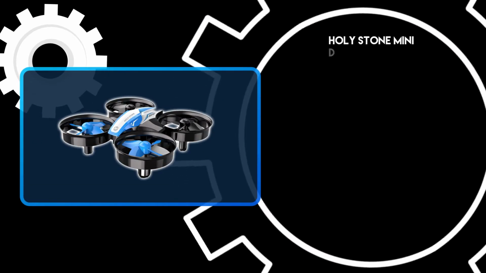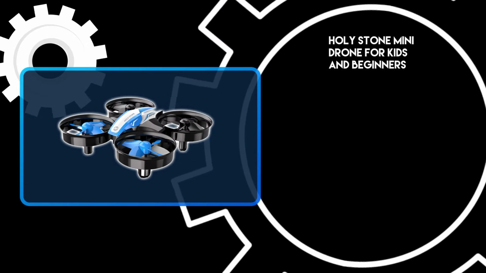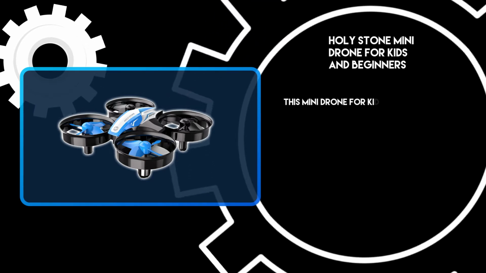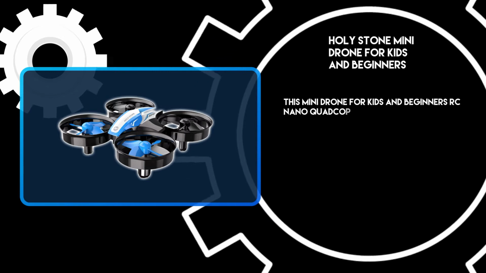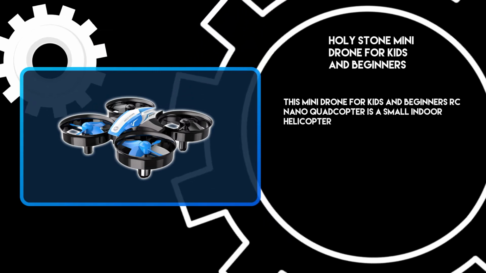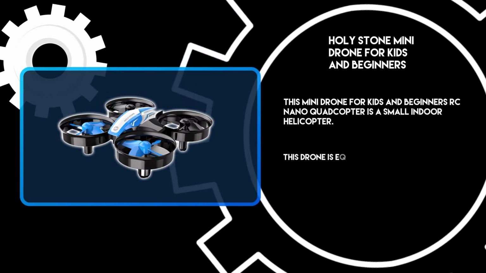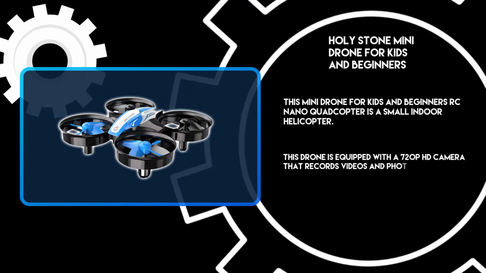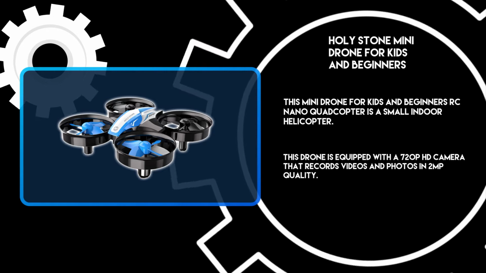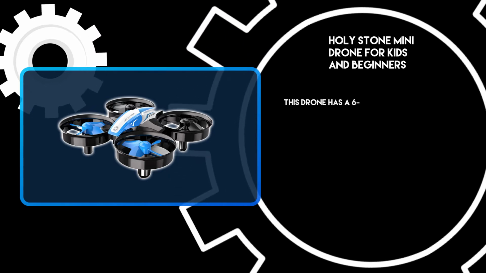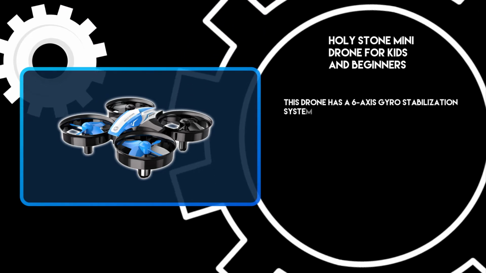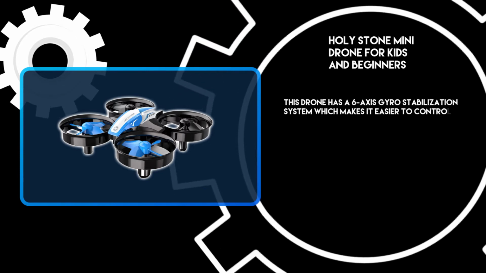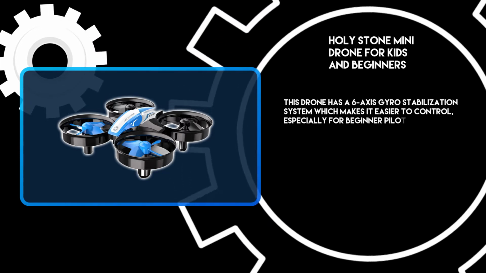At number 3. Holy Stone Mini Drone for Kids and Beginners. This mini drone for kids and beginners, RC Nano Quadcopter, is a small indoor helicopter. This drone is equipped with a 720p HD camera that records videos and photos in 2MP quality. This drone has a 6-axis gyro stabilization system, which makes it easier to control, especially for beginner pilots.